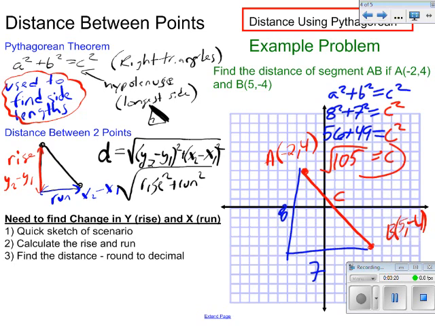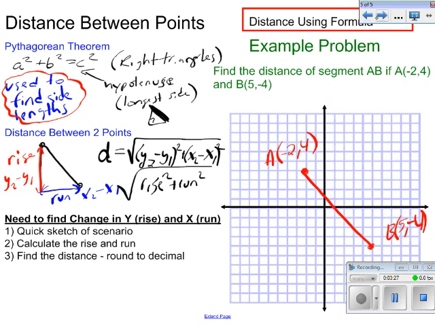And you should be able to know that's a little bit more than 10, because the square root of 100 is 10, so it would be like 10.3 or so.